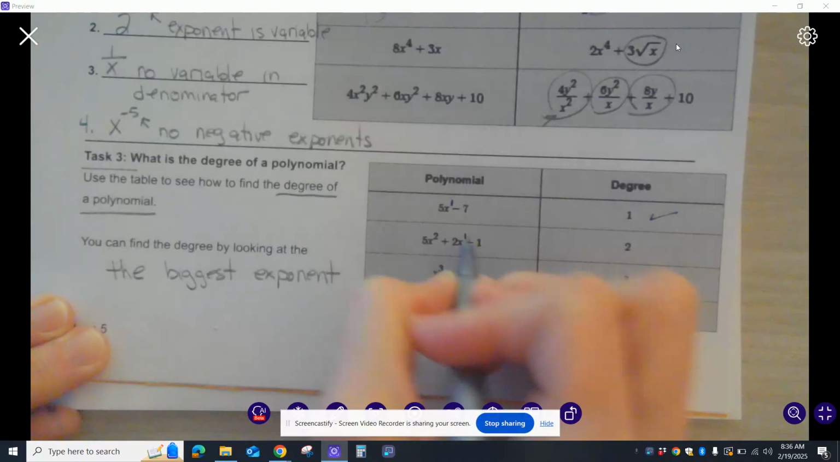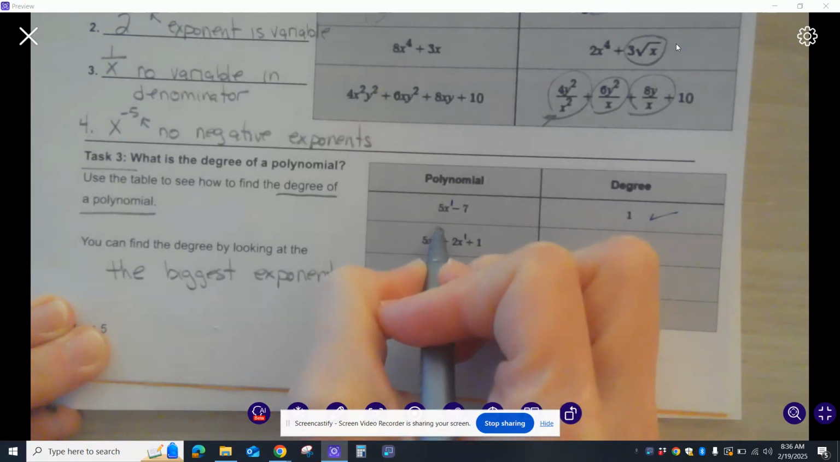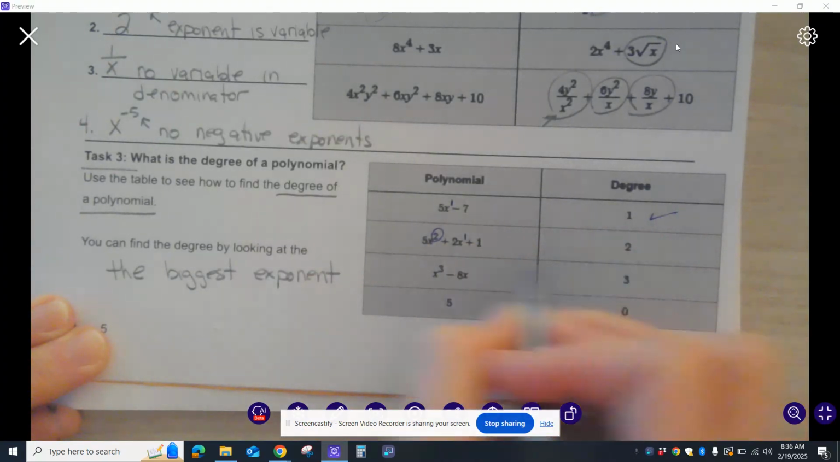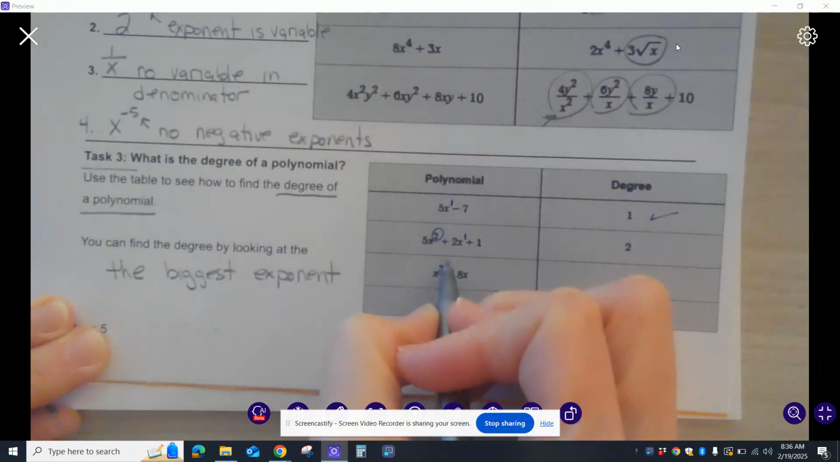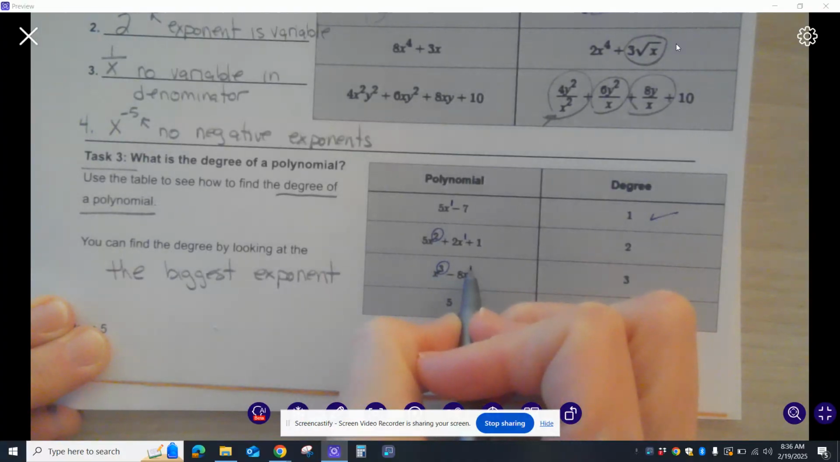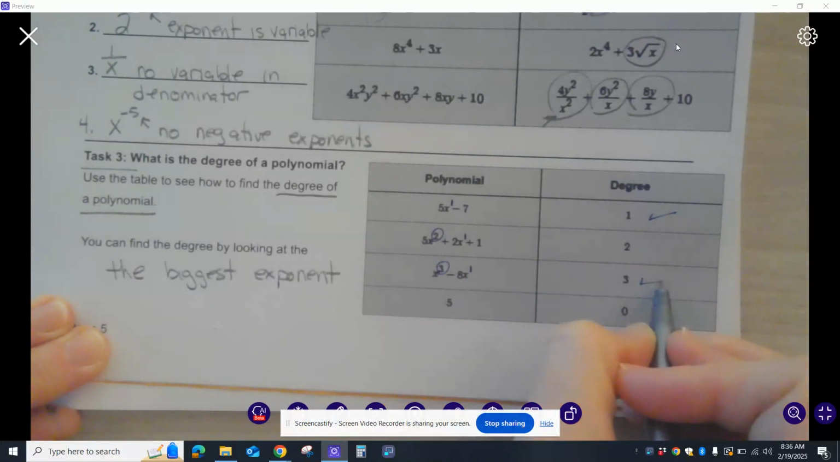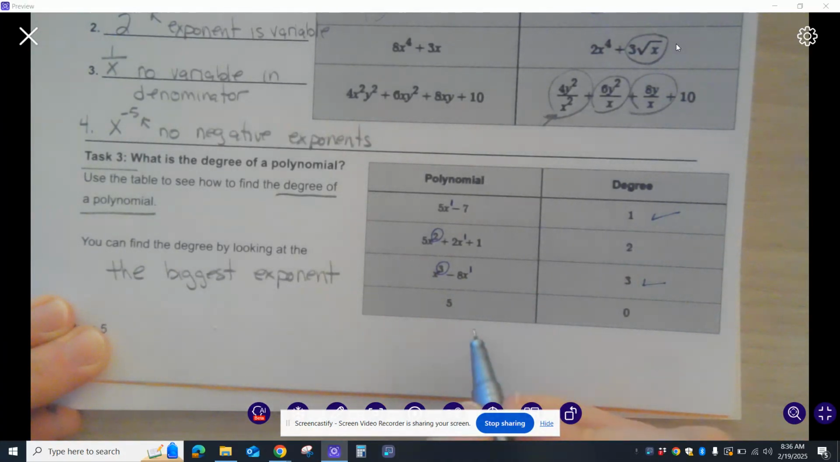This has an exponent of 2. It also has an exponent of 1. But the biggest exponent is a 2. So we say this whole polynomial has a degree of 2. This one has the biggest exponent is 3, so we say the whole polynomial has a degree of 3.